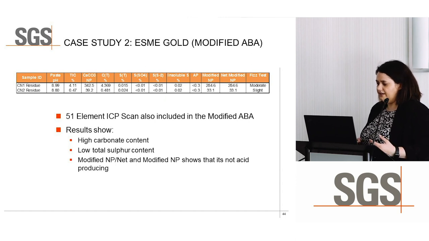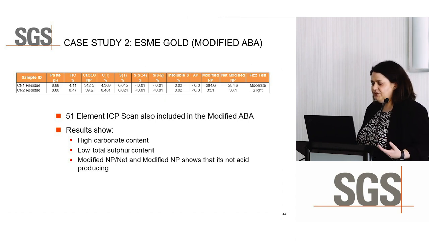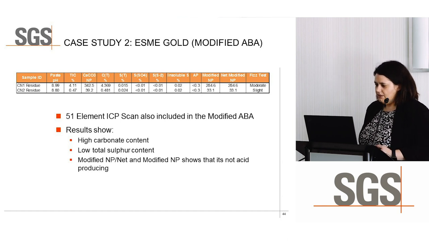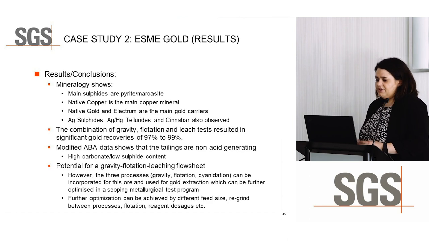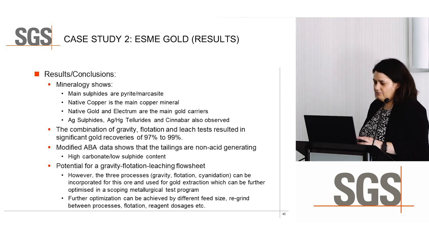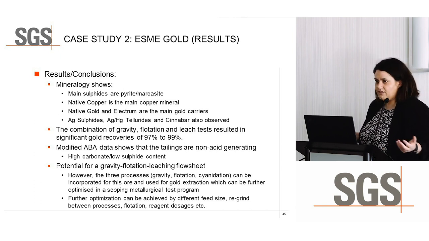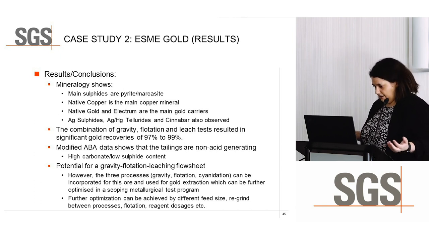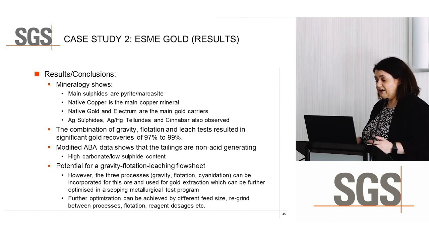Basically, it showed that the tailings produced were not acid generating because there's a lot of carbonates around. So, some conclusions from this ESME. Basically, the main sulfides are pyrite and marcasite, so iron sulfides. The copper, actually, in this case, wasn't chalcopyrite. It was actually native copper.